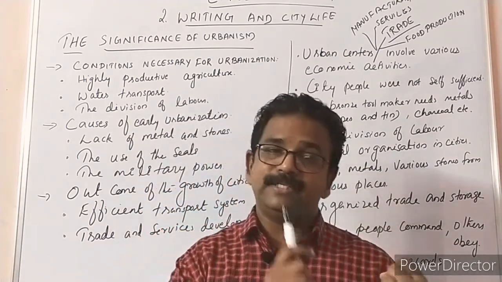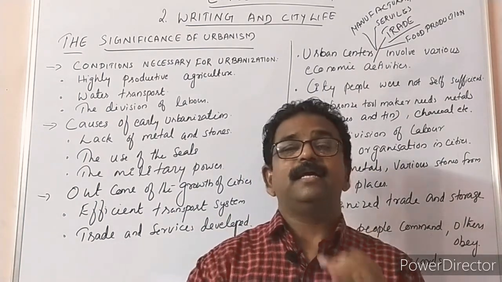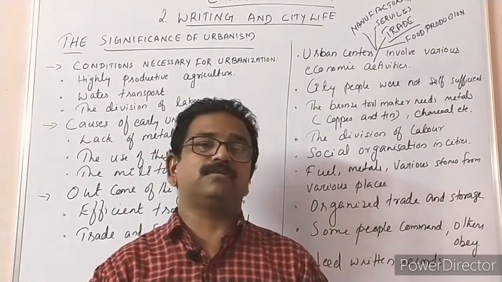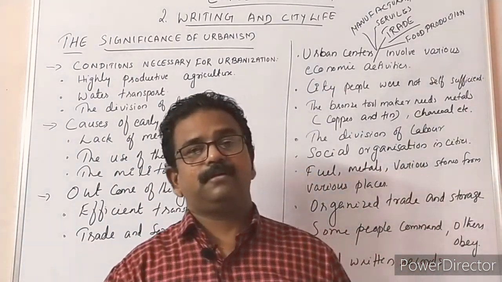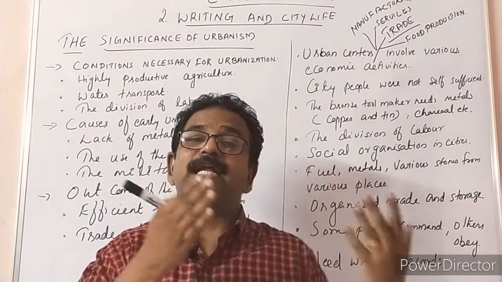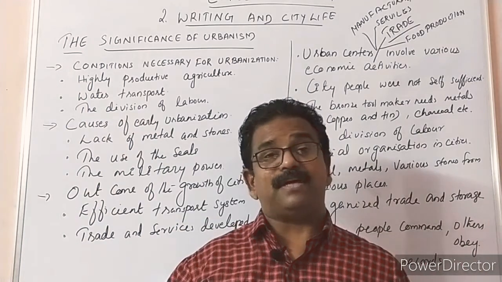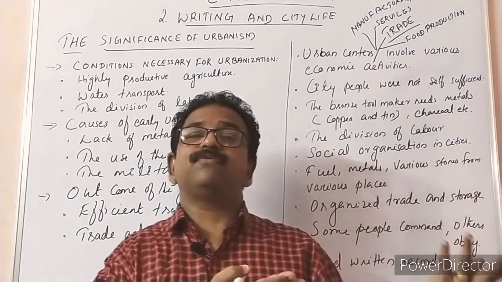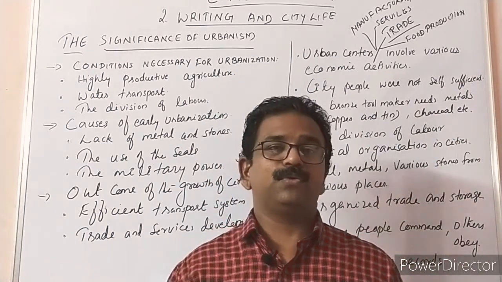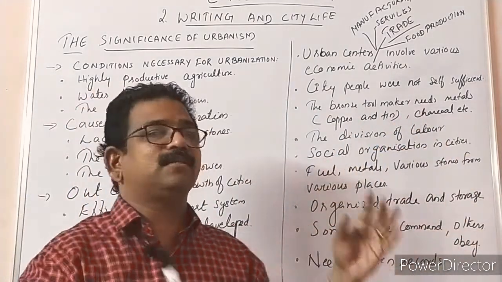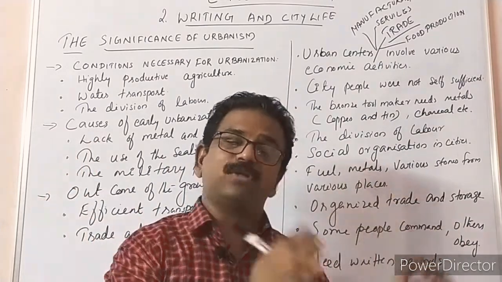So what they need: fuel, and metals, meaning bronze, copper and tin. Apart from that they need various stones, colored stones, that would come from many places for the city manufacturers. There are also deliveries of grains, because so many people are engaged in manufacturing and service and other things. So deliveries of grains and other food items from the village to the city. That also. So we can say that organized trade and storage is also needed, because they have to store the things.